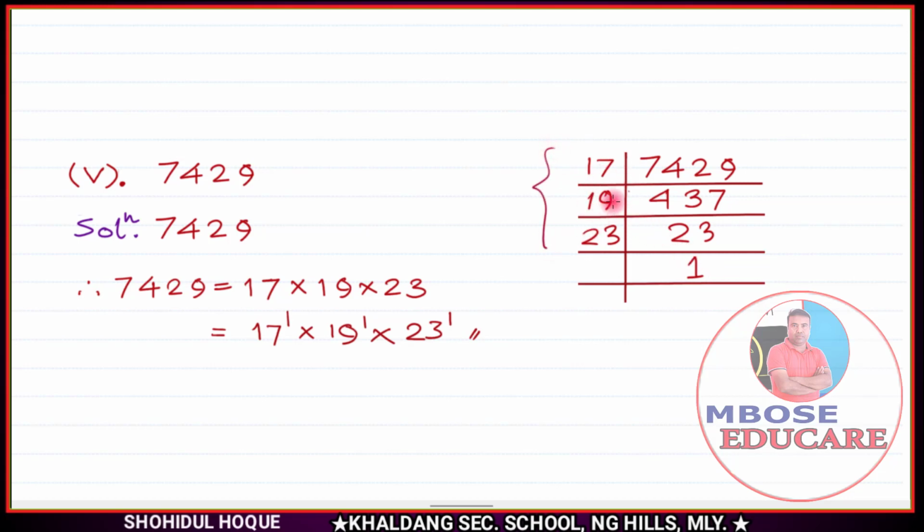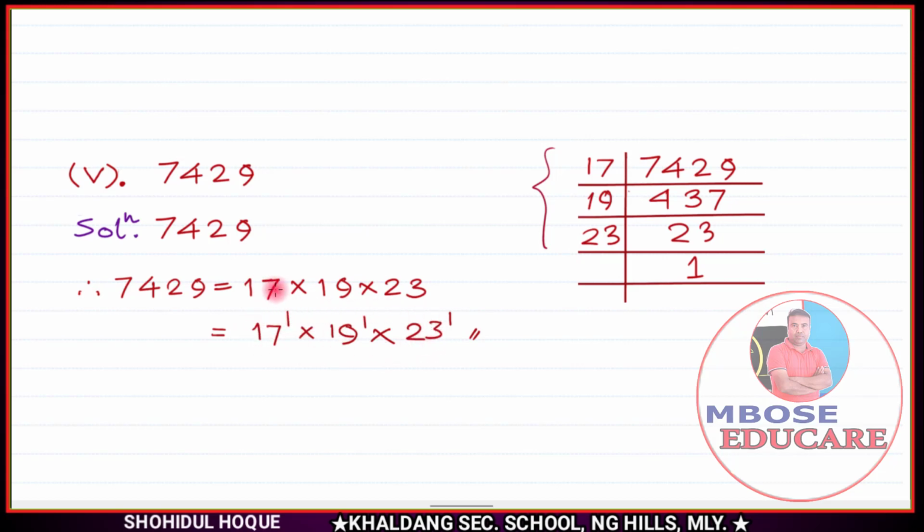These are the prime factors we have to write now as the product. Therefore, 7429 is equal to 17 into 19 into 23. And finally, we have to write it in the power form or exponent form.